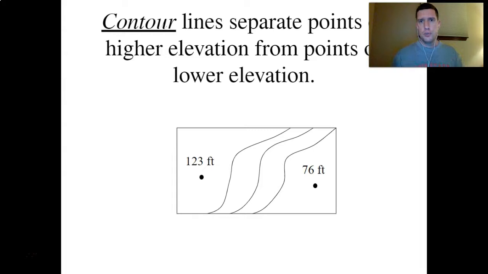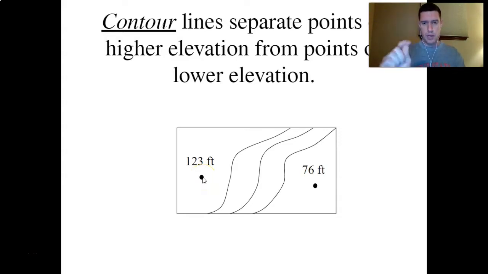Well, these numbers represent feet above sea level. So if you see a map that has a 0 on it, that means you've reached the ocean. So any number higher than 0 is that many feet above sea level. So this point here is 76 feet above sea level, and this is 123 feet above sea level.